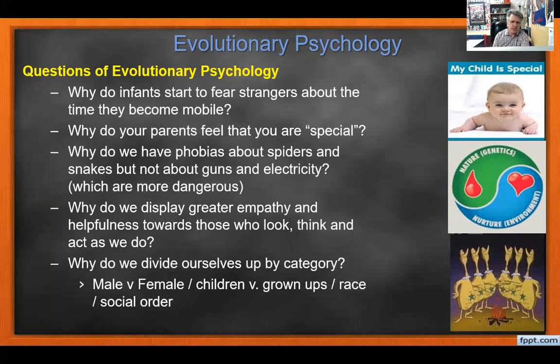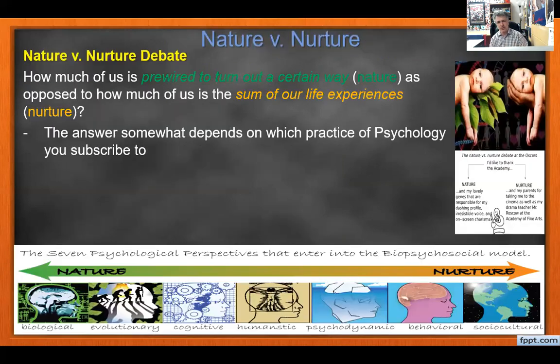So we divide ourselves by category: men, women, children, grown-ups, race, social order. You go to Cywoods, I go to Ranch, you're this, I'm a Mustang, you're 212. Yeah. It's arbitrary. It's really, really arbitrary, but we like to be part of a group. And that group gives us survival, and that allows our genes to go forward.